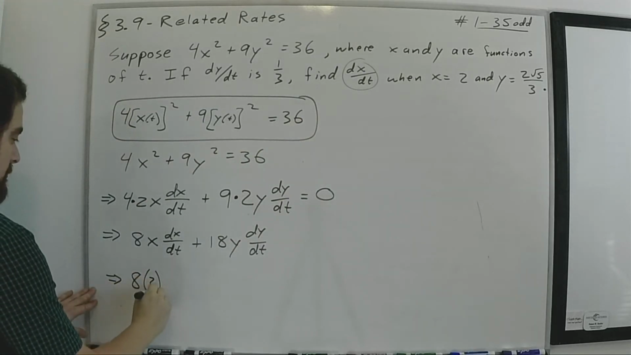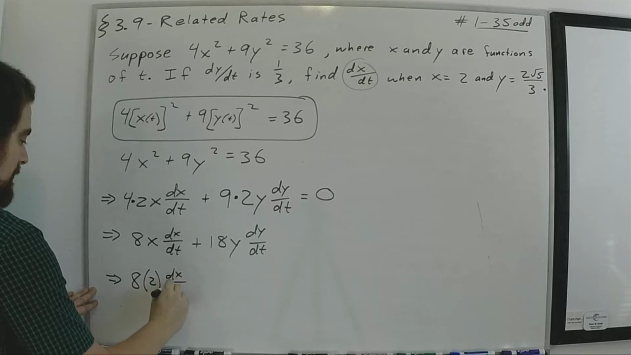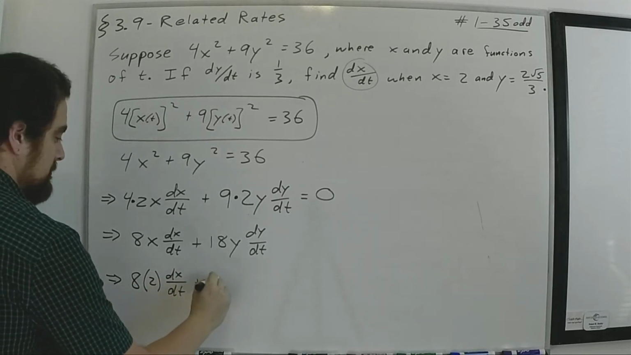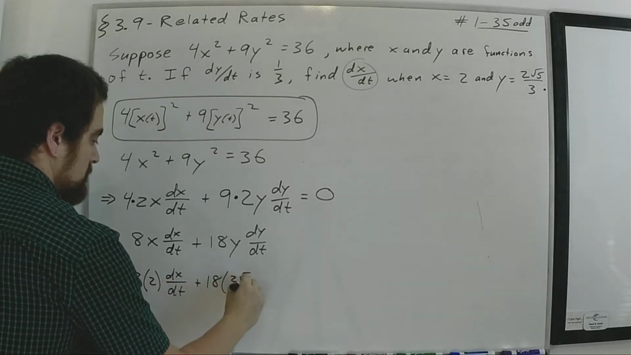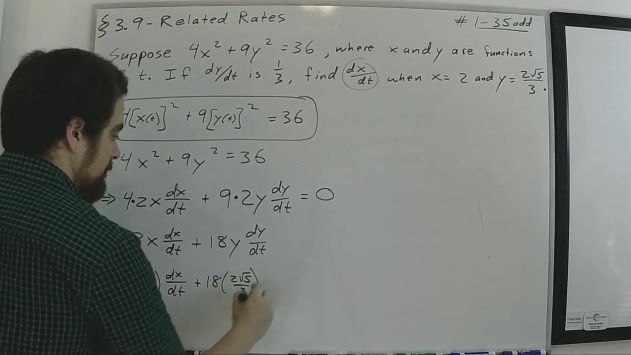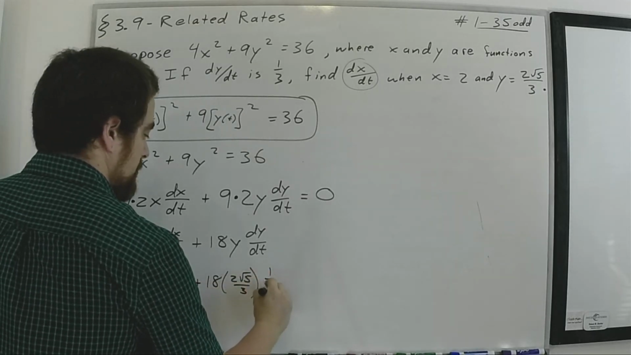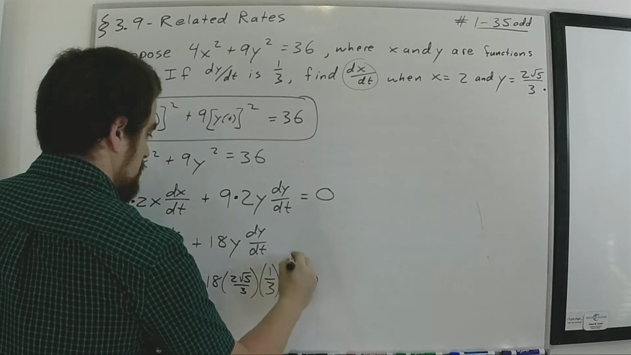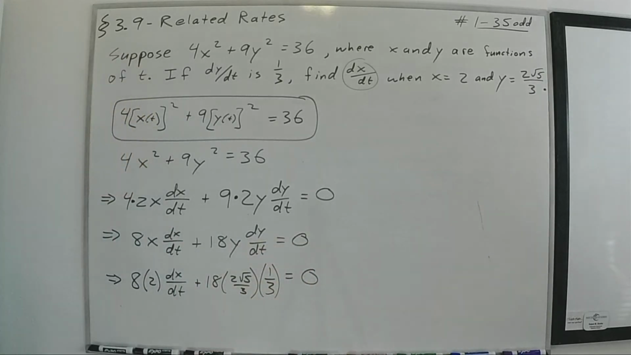So 8 times, I'm plugging in 2. Again, my goal is to find dx/dt, so I'll isolate that later. Y is 2 root 5 over 3. dy/dt was 1/3. Oh, forgot my equals 0 over there. Keep track of all that.